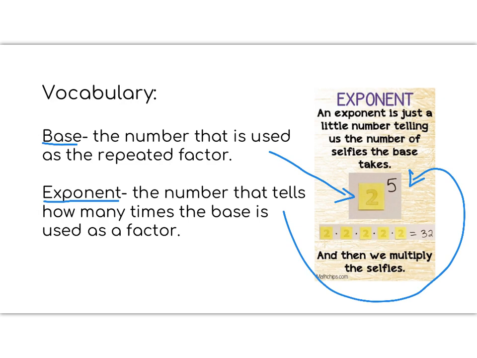Before we move on, I'm going to explain this picture that's over here to the side. It says an exponent is just a little number telling us the number of selfies that the base takes. So when we think of an exponent, we think of the base number 2, and it's going to take 5 selfies. So that means we're going to multiply 2 times 2 times 2 times 2 times 2 because it's itself 5 times. So I have 5 2's.